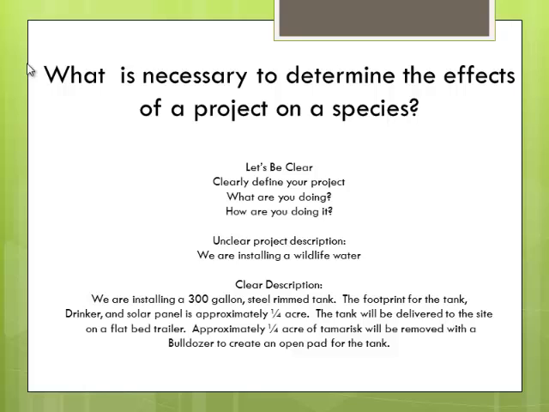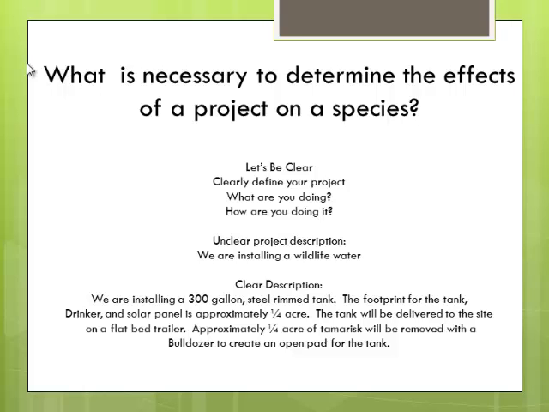So what is necessary to determine the effects of a project? The first and most important thing is being clear, and you having a very clear understanding of what your project is going to help the Fish and Wildlife Service understand what your project is. So clearly defining your project. What are you doing? How are you doing it?